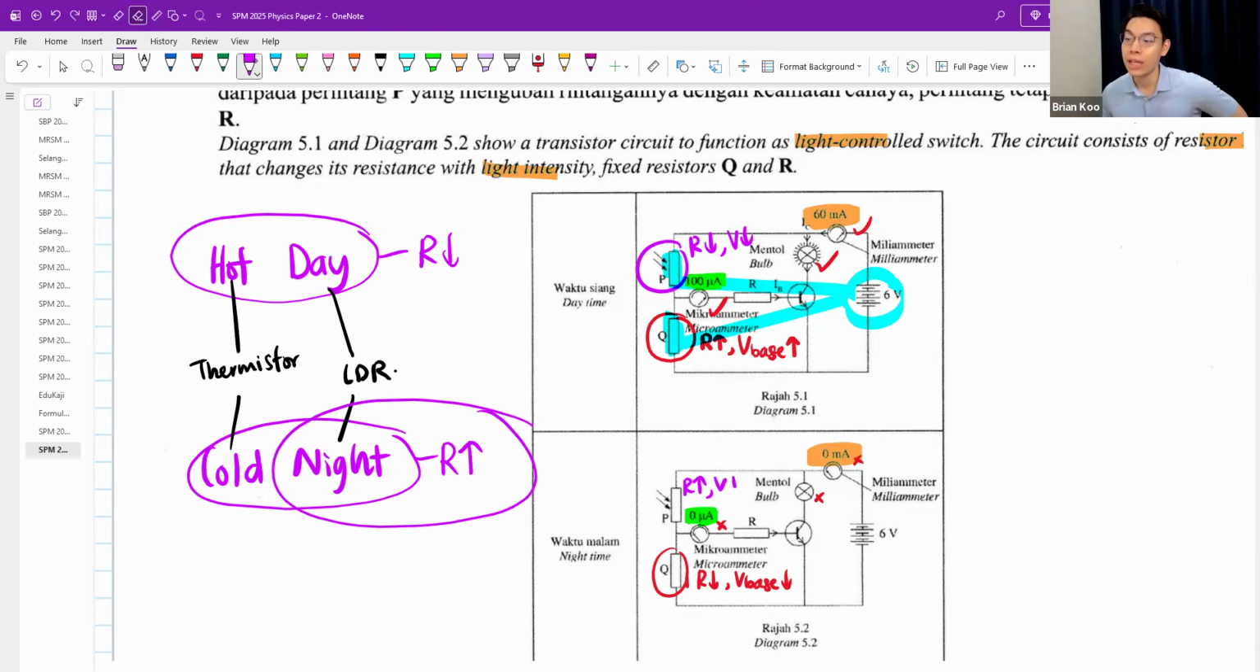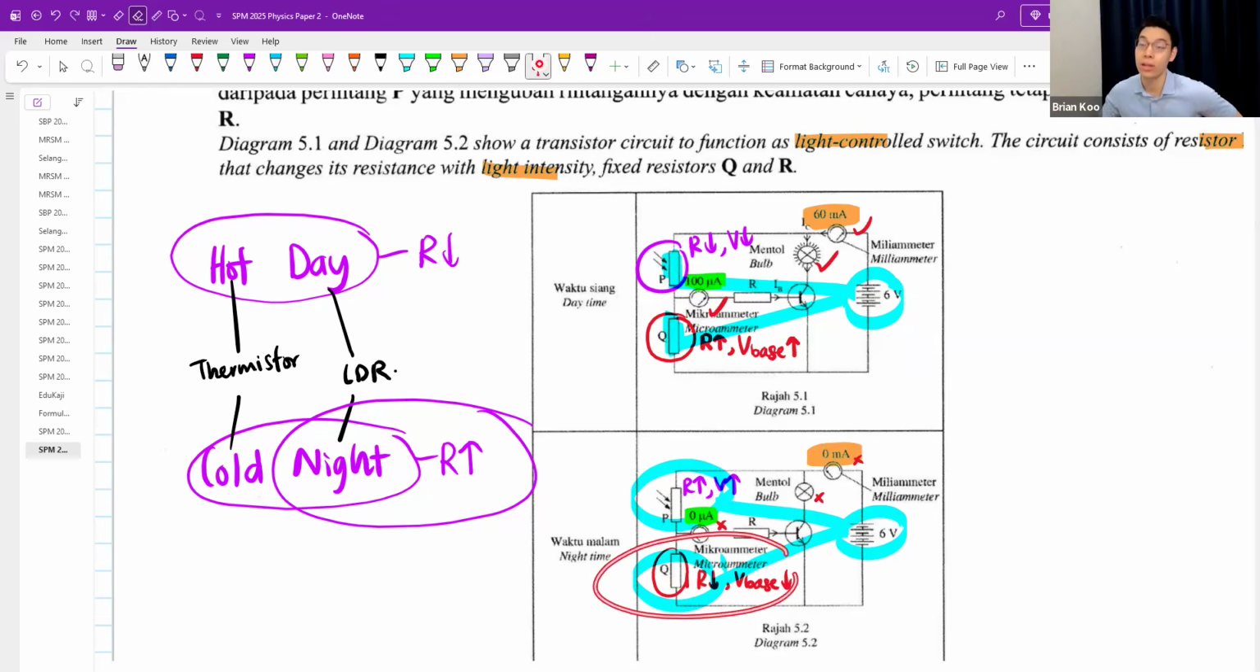Resistance here high, voltage here high. Now imagine the 6 volt needs to share, but here gets high voltage. If here you get a higher voltage, let's say 5 volt, down here you only get 1 volt. My point is the total must be 6. So here the voltage will become very high, meaning down here the voltage will become very low. When the base is very low, it cannot turn on.